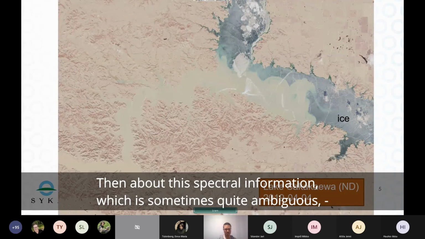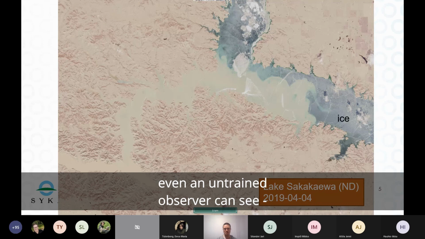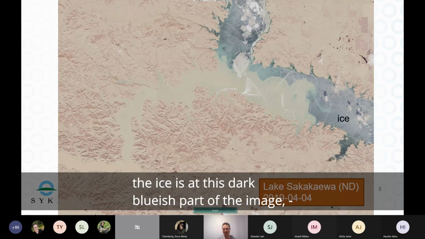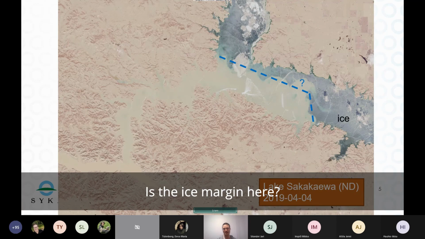And then about this spectral information, which is sometimes quite ambiguous. Even an untrained observer can see that the ice is at this dark bluish part of the image. But where does it continue? Is the ice margin here?